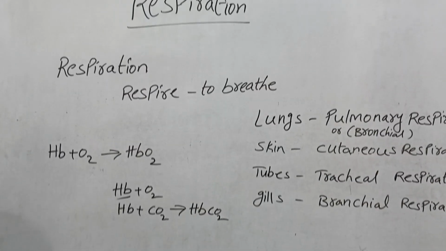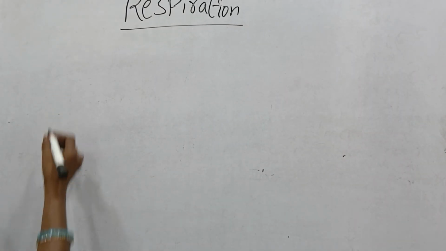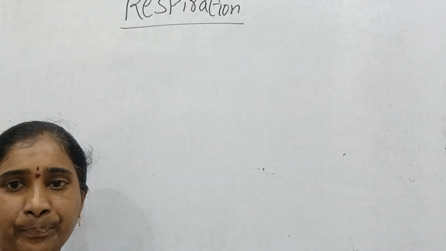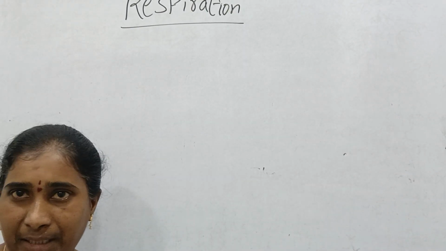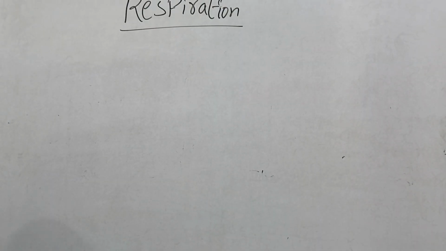Now we will see the human respiratory system. Where is the location of the lungs in our body? Lungs are located in the thoracic cavity. These are surrounded by ribs, the rib cage, and on the backside the lungs are covered with what?